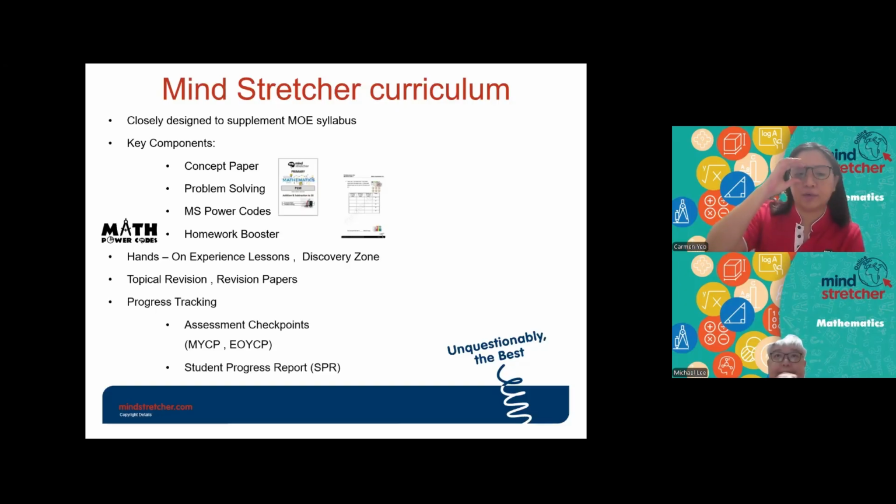And here we have the progress tracking. After the MYCP, the mid-year checkpoint, and the EOYCP, the end-of-year checkpoint, we will generate a student progress report. In this report, we will tell you how many marks your child scored out of the full marks. For Primary 1 and Primary 2, full marks is usually 50 or 80 marks. We'll also tell you the percentile, that is, as compared to all the Primary 1 students in MyStretcher, how well your child did.